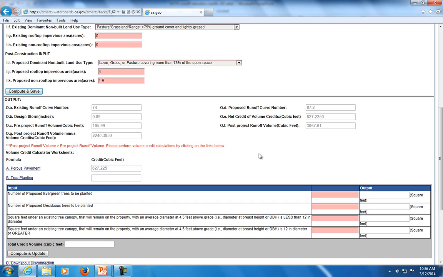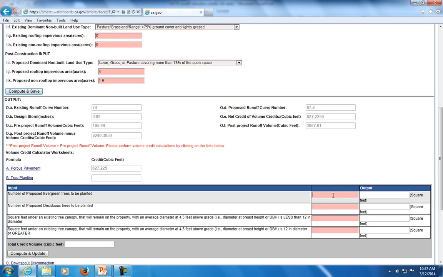So we wanted to give people credit for putting in trees, and so we broke down trees in terms of whether they're evergreen or deciduous. The idea is that a tree that keeps its leaves on year round is going to reduce more runoff than a deciduous tree, which would lose its leaves in the winter. So I'll show you how that works.